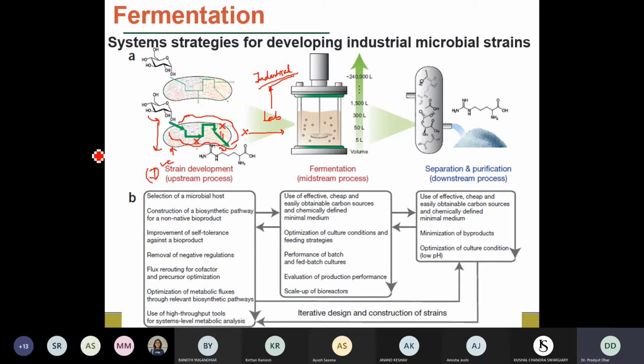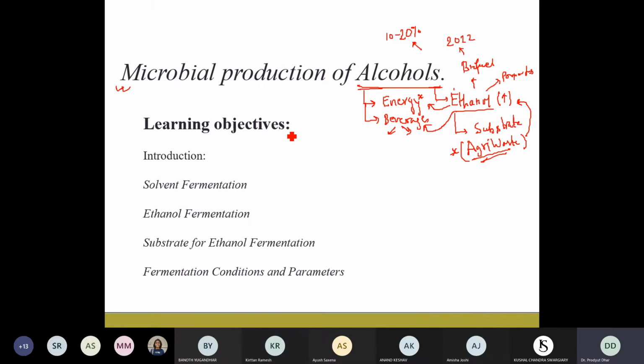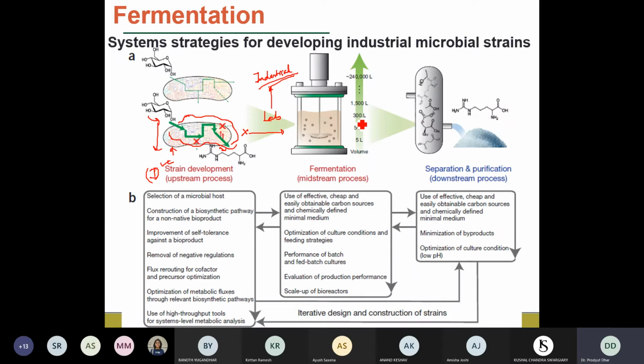Okay. So we were talking of why we are going to look into the different applications of ethanol, and what steps and strategies we are going to use for the production of this ethanol. First we will look into the upstream processes. Then we'll go for the midstream process, which is the fermentation. There we will look into what reactor configurations and reactor types are used.